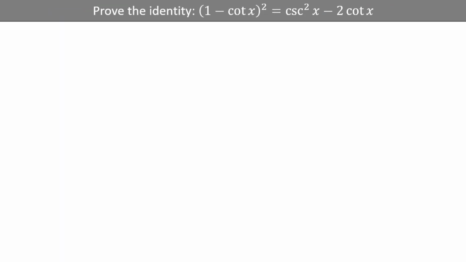Let's take a look at our first problem. We are asked to prove the identity 1 minus cotangent of x, all squared, is equal to cosecant squared of x minus 2 times cotangent of x.